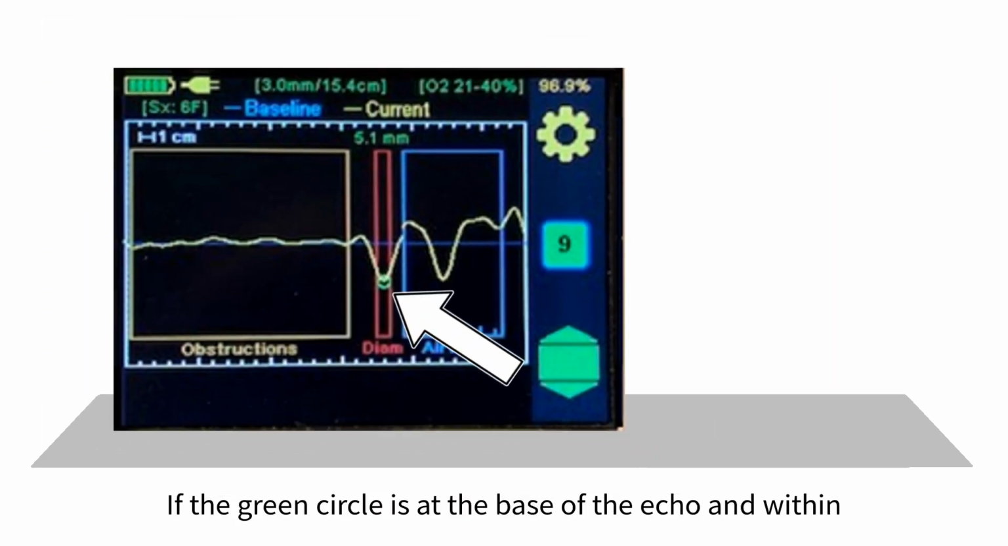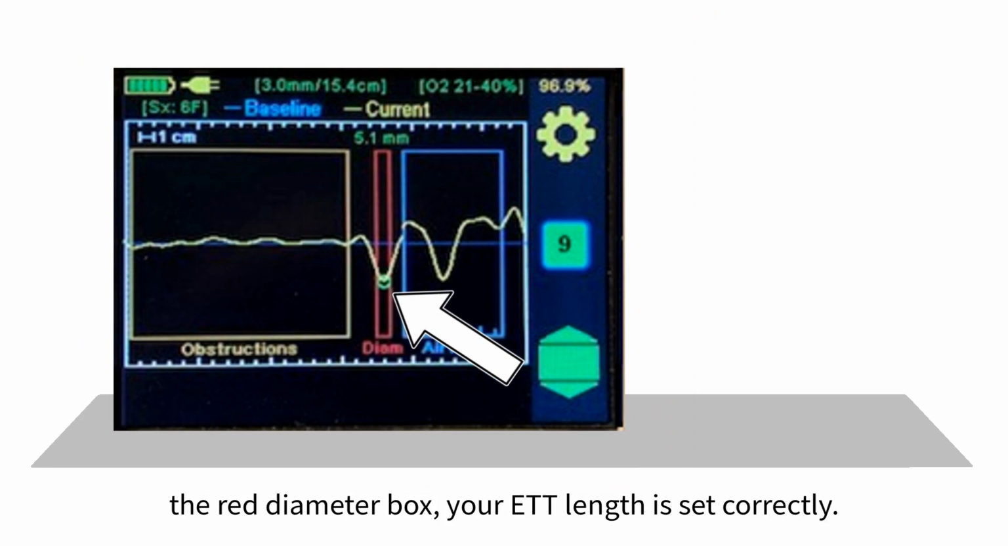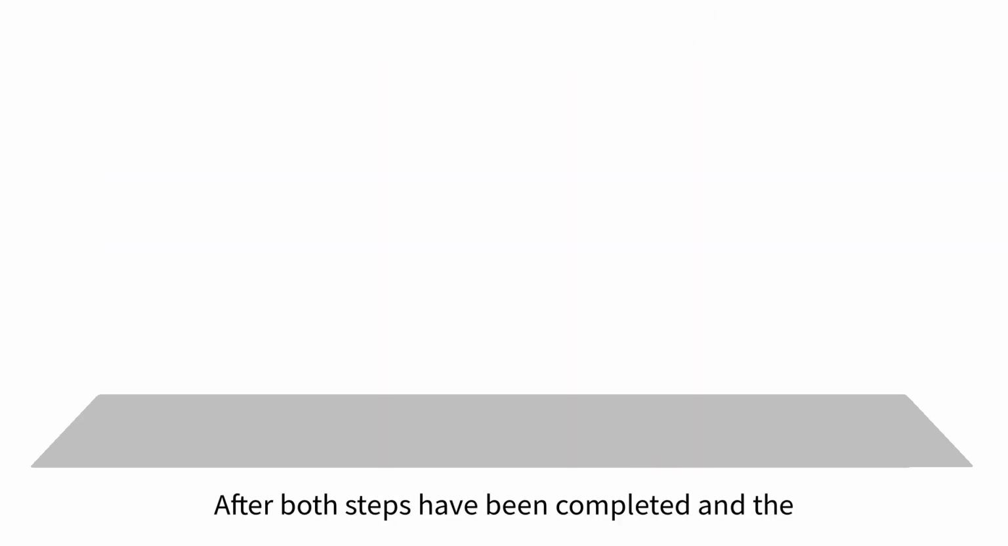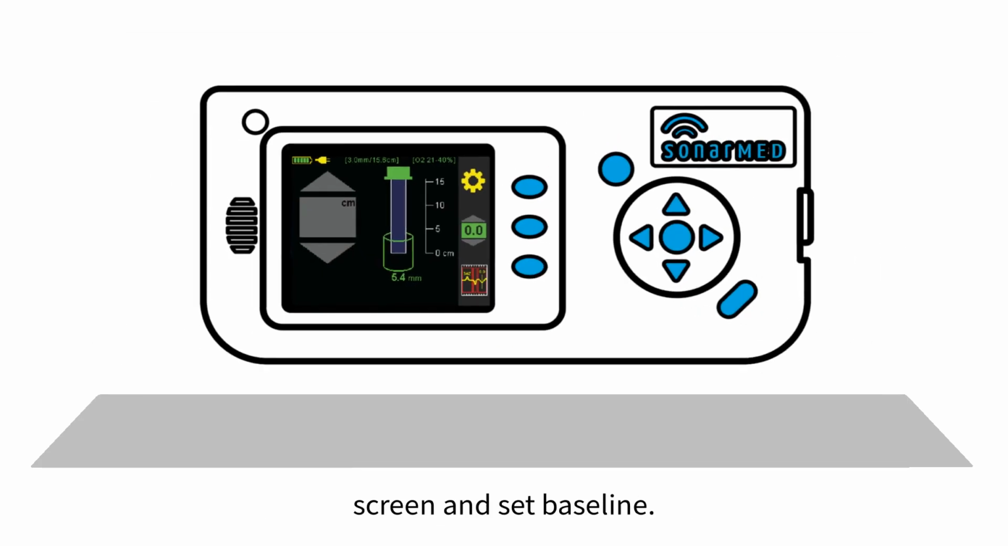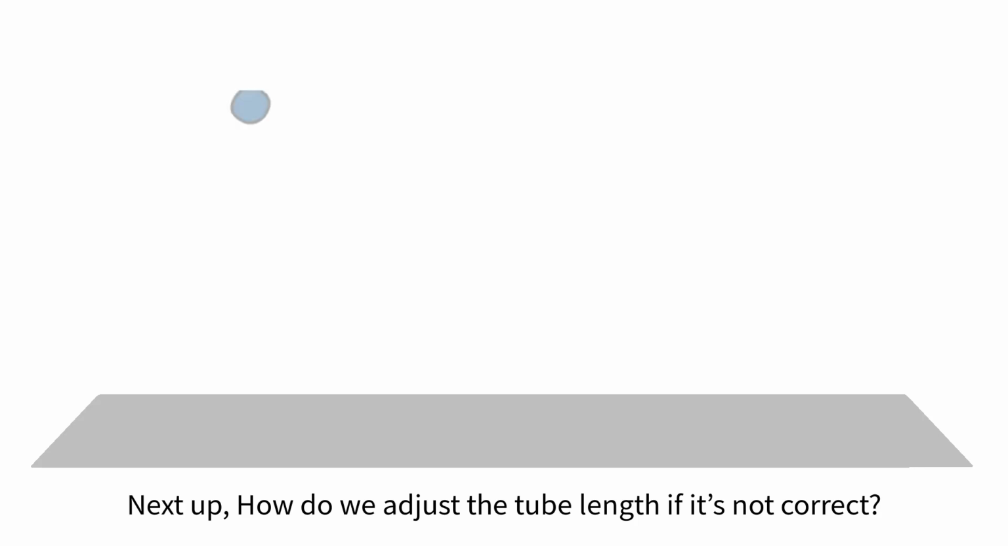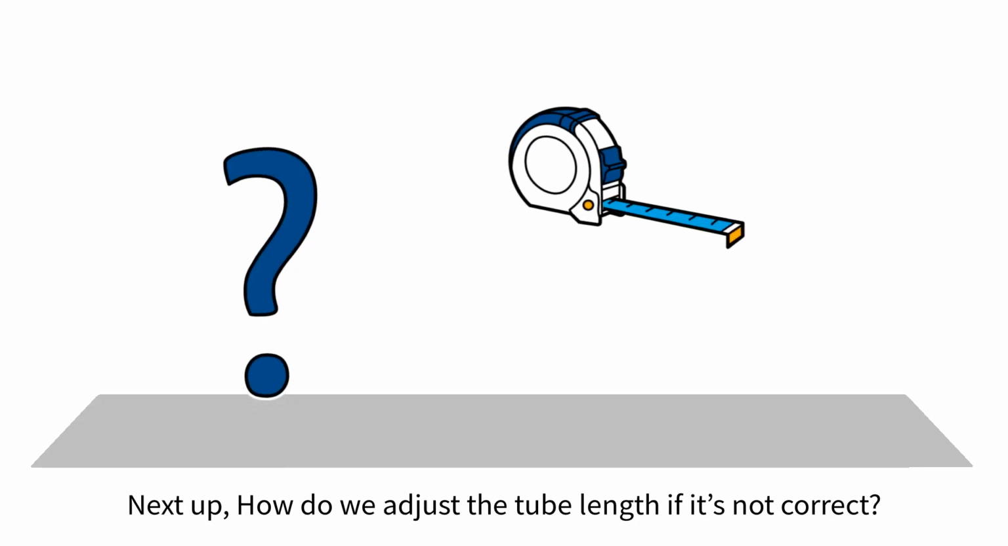If the green circle is at the base of the echo and within the red diameter box, your ETT length is set correctly. After both steps have been completed and the settings are correct, you can return to the main screen and set baseline. Next up, how do we adjust the tube length if it's not correct?